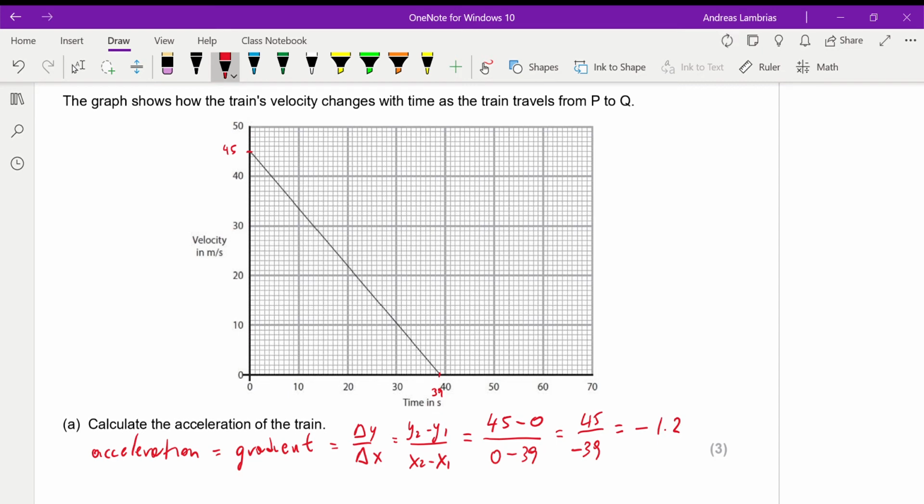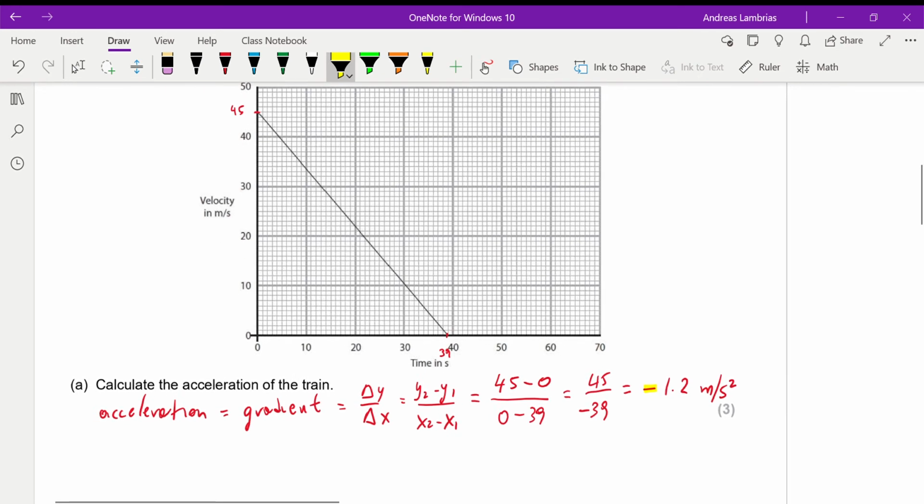Now, because it's acceleration, we know that the units are meters per second squared, and this negative sign is telling us that it's decelerating, it's slowing down. So 1.2 meters per second is removed from its velocity in every second. That's why we have a negative sign, and we can see that the gradient is a kind of downhill, which is a negative slope. So we found the acceleration of the train.